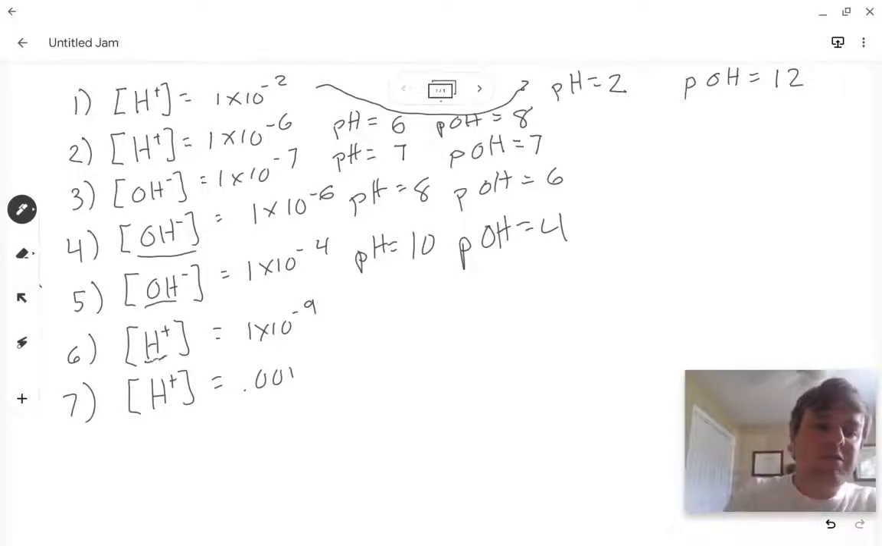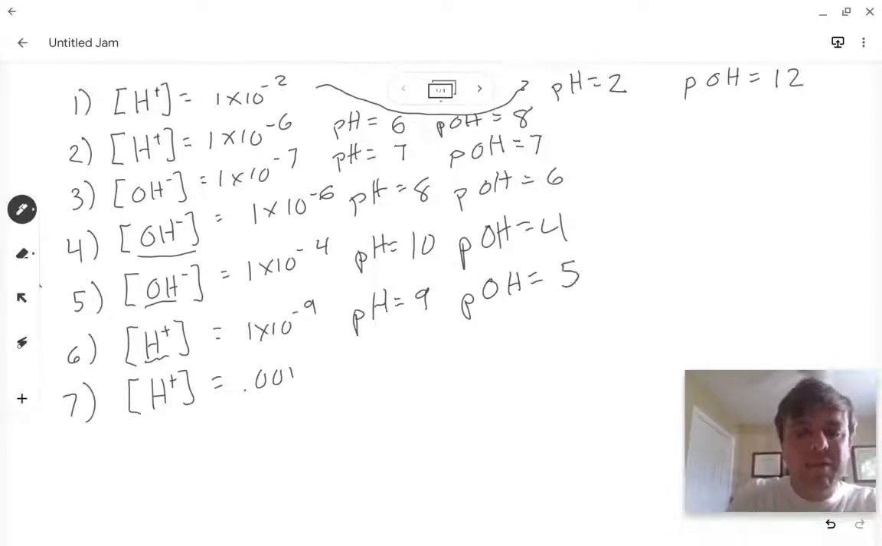Number 6, we have an H plus concentration, so our pH equals 9. Our pOH equals 5.